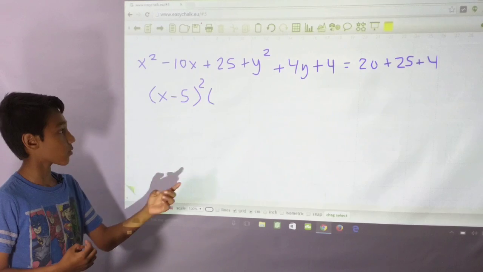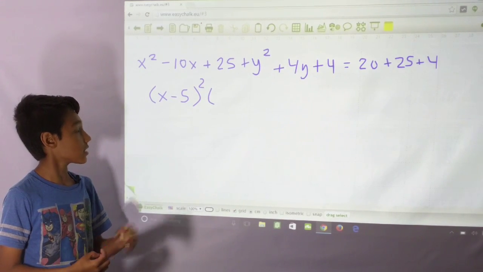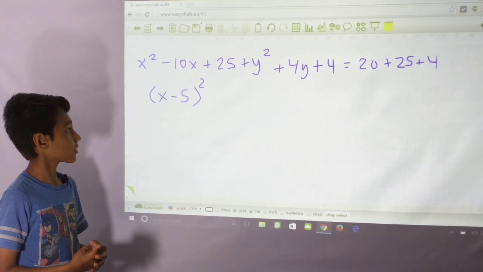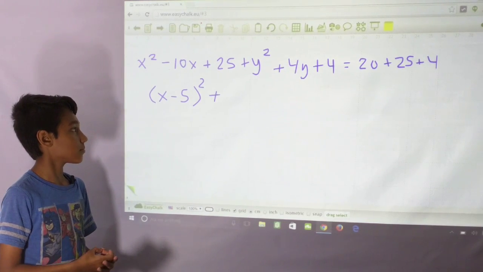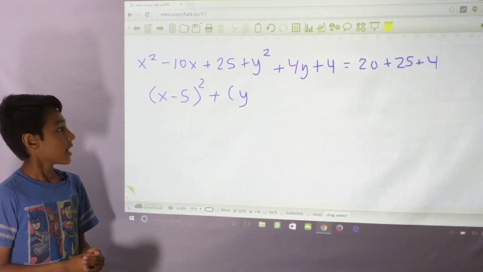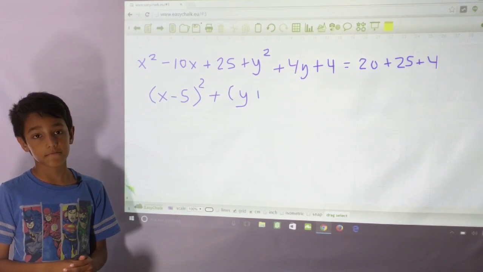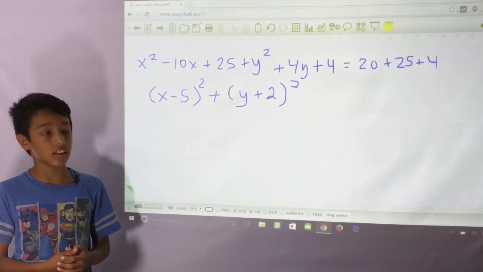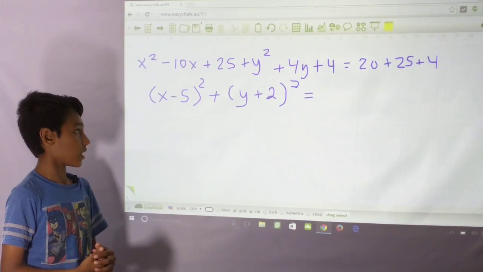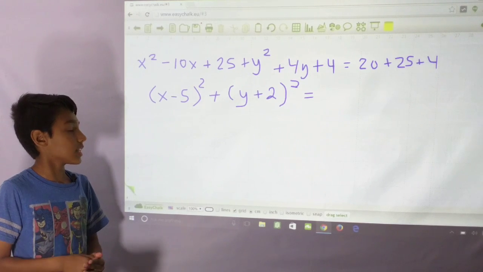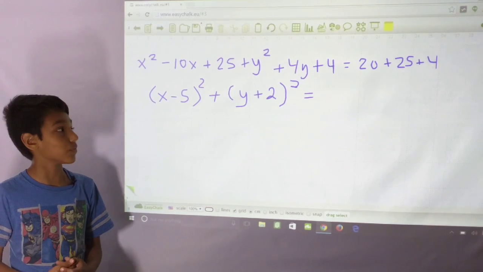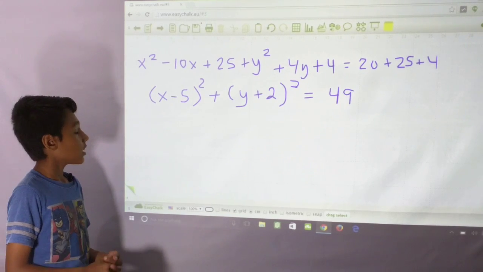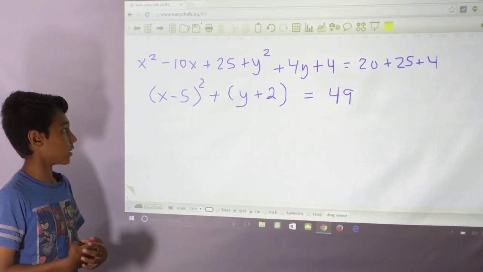And then for the y, we get plus parentheses y plus 2, and that whole thing squared. Same with this: if you simplify that all out, you'll get y squared plus 4y plus 4. And then it equals 20 plus 25 plus 4, which is 49. So this is our final equation.